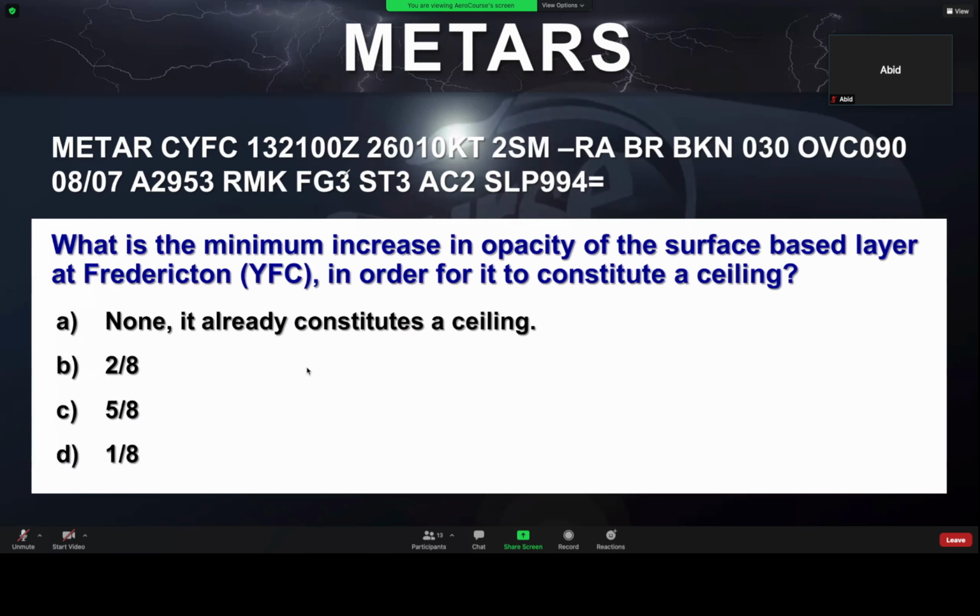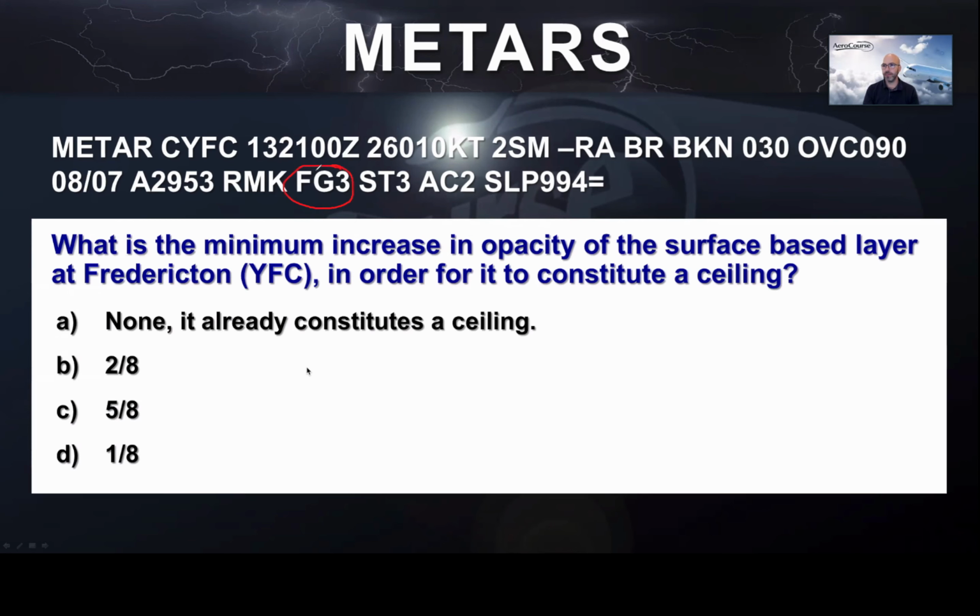Obscurity. Yeah, which is fog, right? So we have fog. That's the surface-based layer. How many more octaves of coverage does there need to be for it to constitute a ceiling? 2 more. 2 more 8s, because it's already 3 8s. Okay, 5/8. Why is it 5/8? Yeah, because it's 3, it needs 5 more to make it... No, 5/8 is broken.